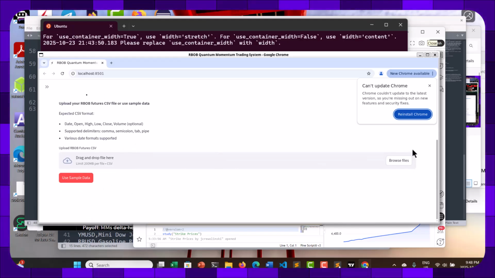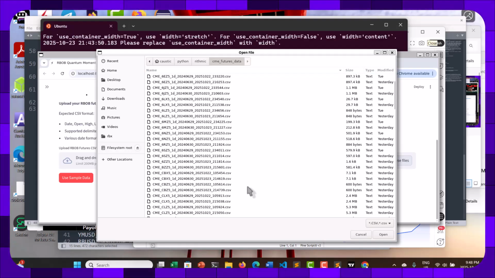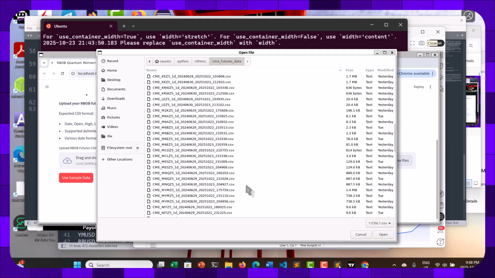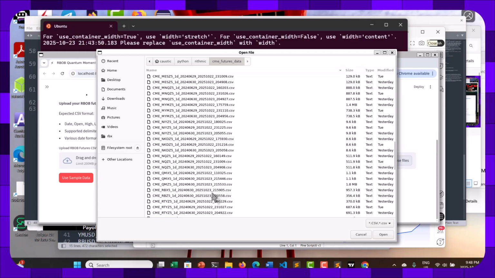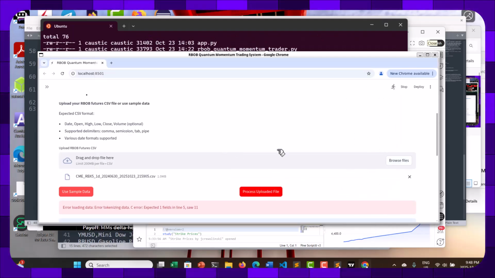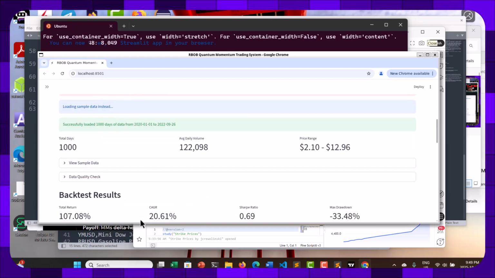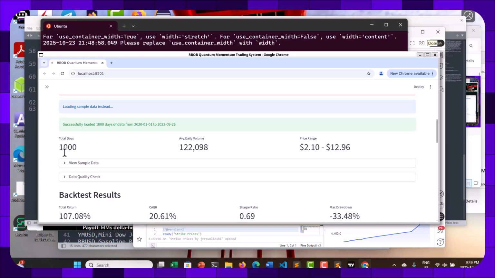Now remember, we have two data contracts that we could load in. I'll show you two different results. We have this one here, the RBX5, which was the top performing, and this other one called RBZ5. These are different time periods in the futures market. If I load that one in and process, and again, all the source code is going to be available for all those members. So here you go. It's given 1,000 days.